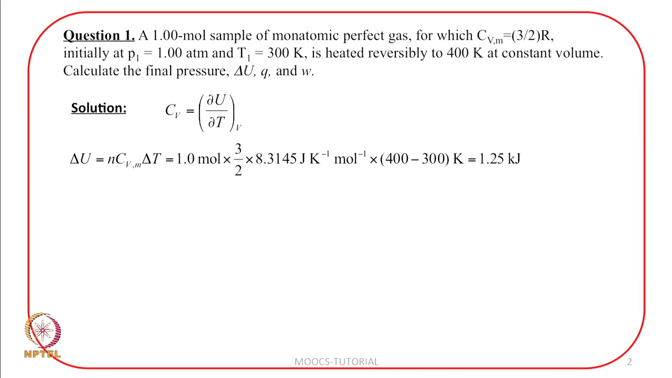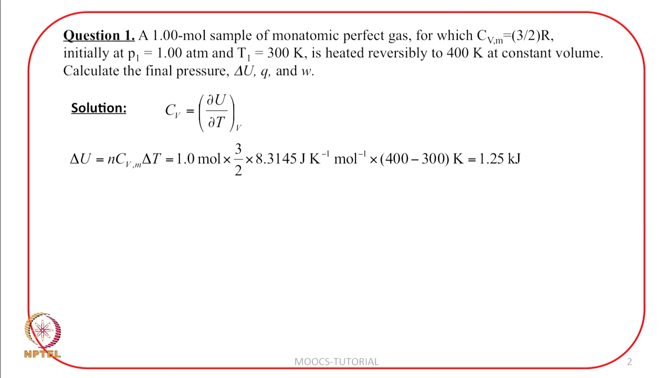N, which is 1 mole, is given, CV is 3/2 R, and I will use the value of R in joules per Kelvin per mole, because finally I would like to have the answer in joules, and the temperature difference is 400 minus 300. So, therefore, the value of delta U after I convert into kilojoules comes out to be 1.25 kilojoule. Very easy.